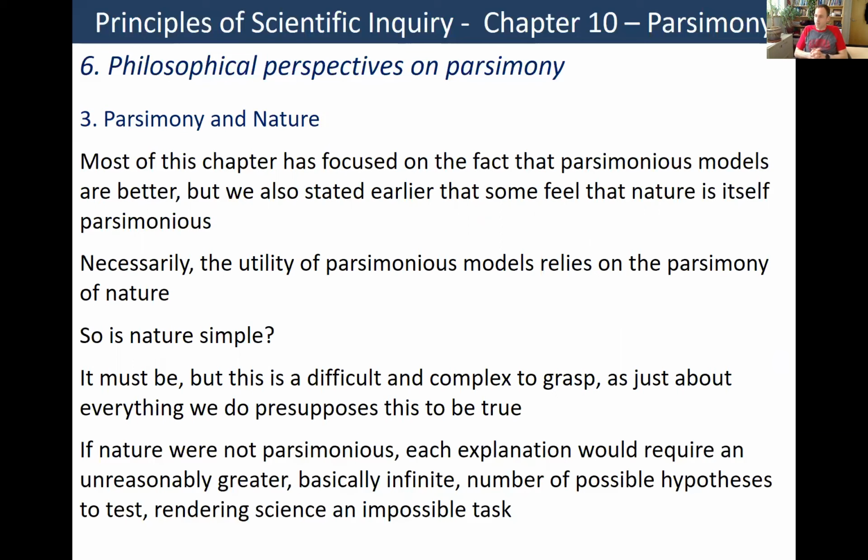But if nature were not parsimonious, each explanation would require an unreasonably greater, basically infinite number of possible hypotheses to test, rendering science an impossible task. Right? So when I come up with a hypothesis set, it's a relatively narrow hypothesis set because there's only a few things that can lead to some natural systems having fewer species versus more species of plants. That's just the way it goes. Thank goodness for that, right? My job would be virtually impossible if there were infinite theories that I had to test.